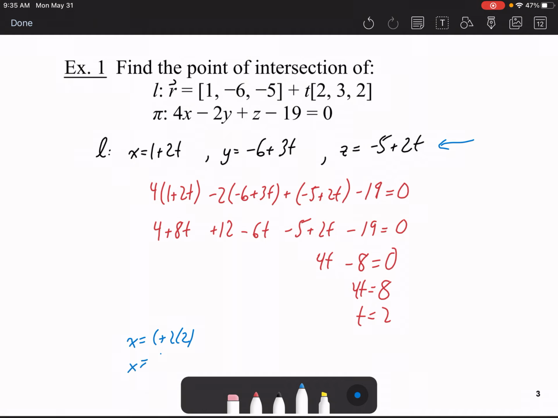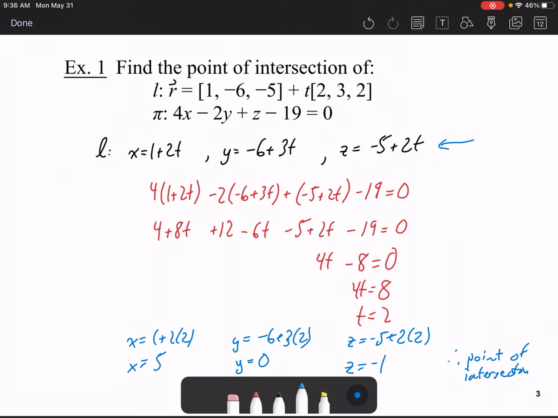So your x value is 5. Y value is 0. And your z value is -1. So therefore, a point of intersection is 5, 0, and -1.